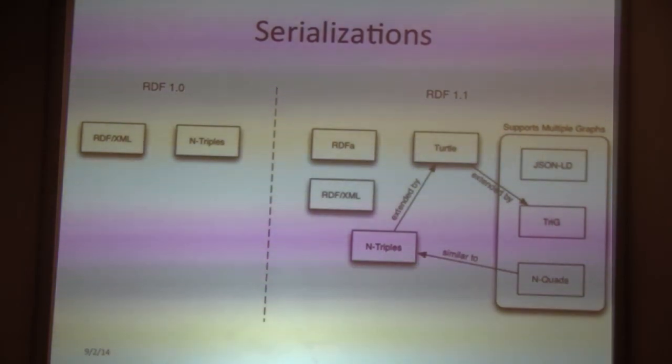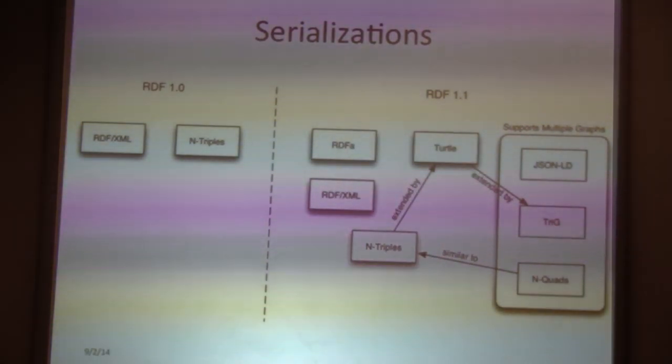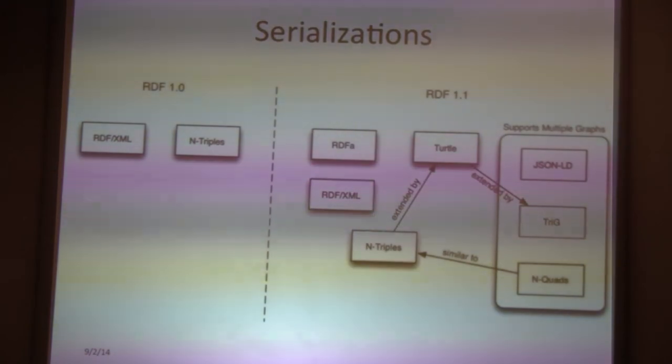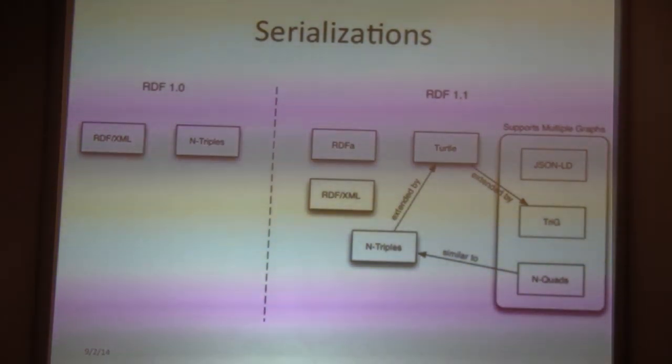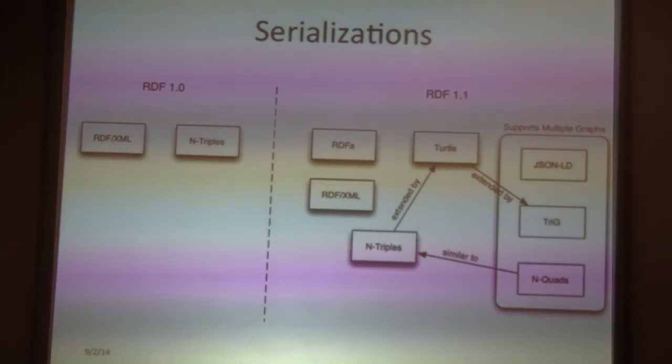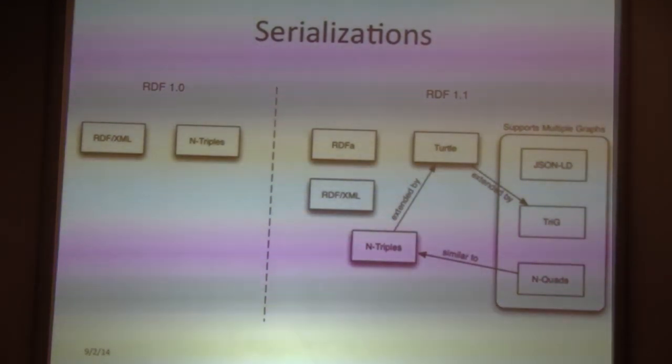The three formats on the right involve the graph. That means instead of triples, they add one more component, a fourth component, and they call it a named graph. N-Quads is one extension of N-Triples, and TriG of Turtle. But because we do not cover the named graph here, I will just go over RDF/XML, N-Triples, and Turtle.